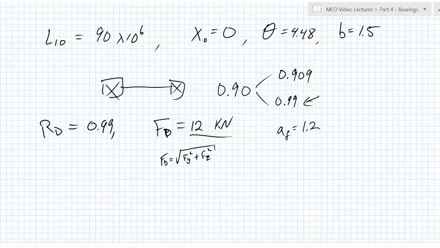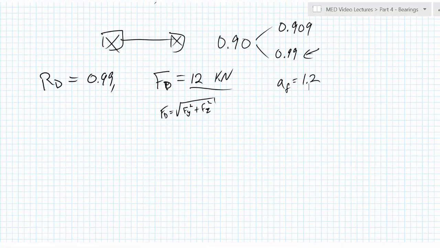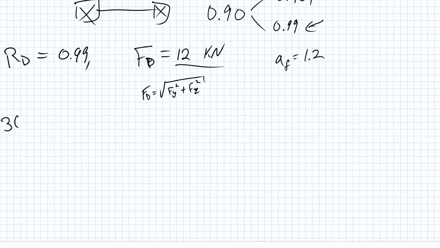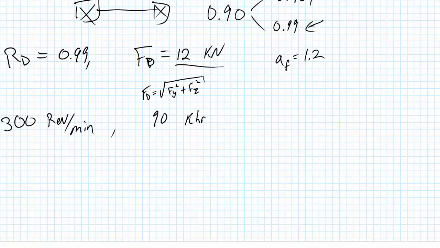Different application factors depend on the type of loading you'll be under, and you can look at the tables to find an approximately appropriate application factor. All right, so let's choose a ball bearing that will spin at 300 revolutions a minute. It will last 90,000 hours, and it will be a deep groove ball bearing. That tells us where in the table we need to look, right?